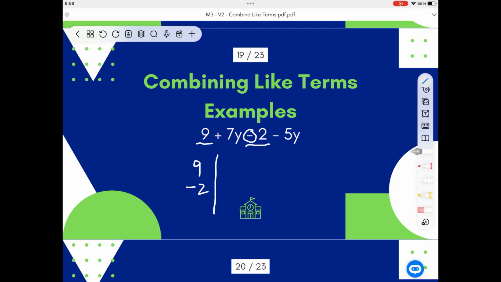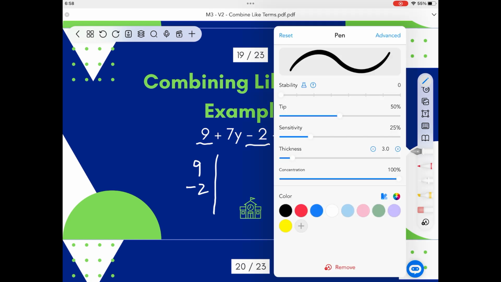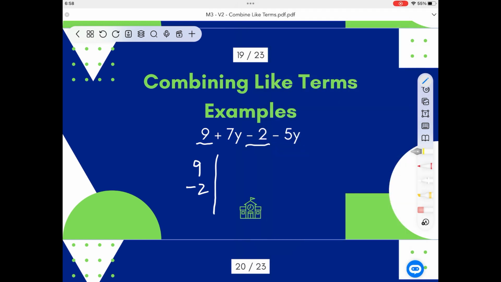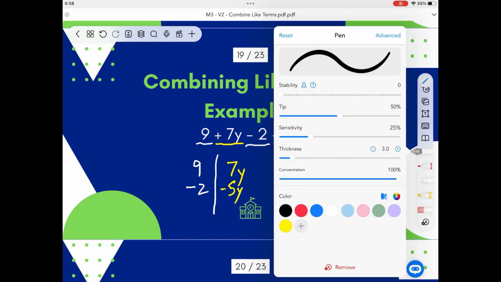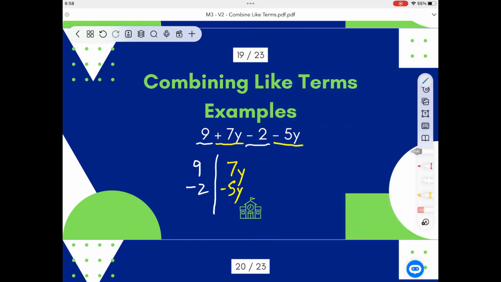So now let's go back and let's take a look at the other terms we have here. I'm going to switch colors for this. So we also have plus 7y and minus or negative 5y. And now we have these terms grouped by like terms. So my constants are in the first column. If I combine those, 9 take away 2 makes 7. And then if I combine the y terms, 7y take away 5y is 2y.